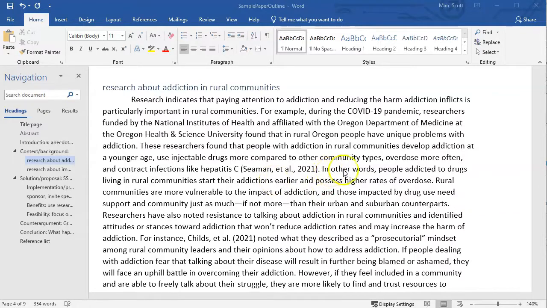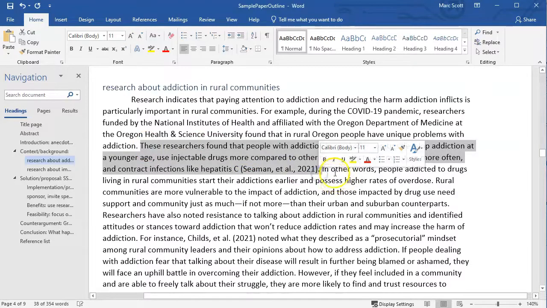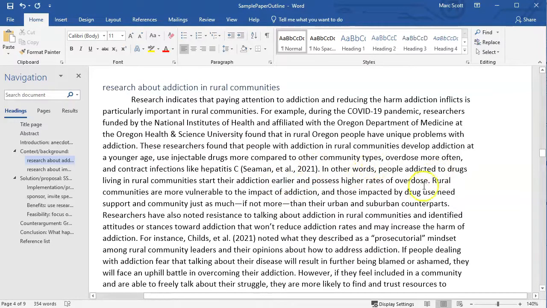So we go from one source, and there are a few transition signals to draw your attention to here. In other words is a really useful one if we want to show that we are clarifying, calling something out, or emphasizing something in a previous sentence. I'm doing that with this paraphrase here. I have a paraphrase right here, and then after that I have, in other words, where I'm highlighting what I thought was really important: people addicted to drugs living in rural communities start their addiction earlier and possess higher rates of overdose. I really wanted to mention these two items, so I'm using in other words to call attention to that. We also have for example, which explains that what's coming up is going to be an example of this thing.